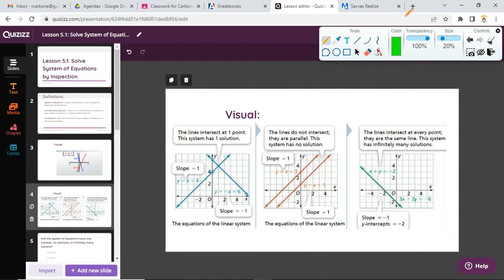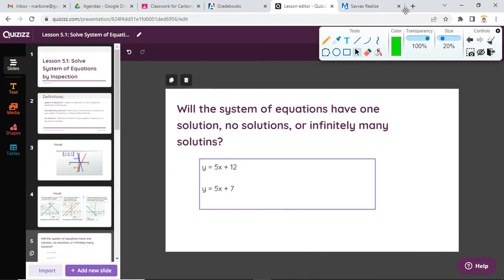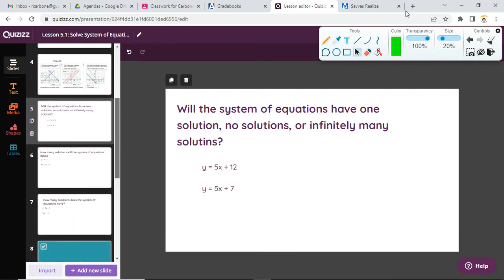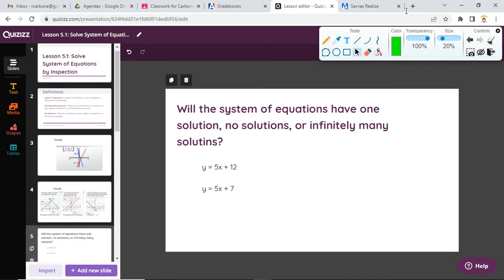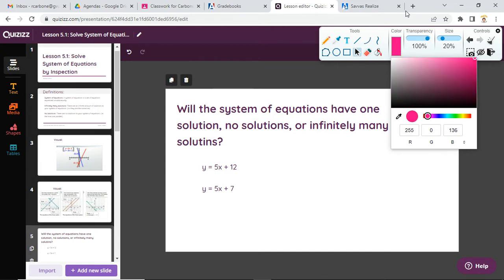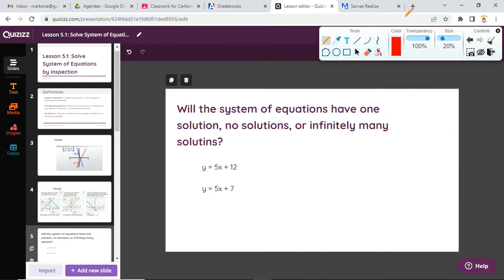Alrighty, let's keep going forward here and get to an example. Will the system of equations have one solution, no solutions, or infinitely many solutions? So the first thing we want to do here is check, are both of my equations in slope-intercept form, or are they in the form y is equal to mx plus b? To me, it looks like they are. All right, so now I want to find the slope and the y-intercept of both of these equations. Let's start with our first one here.